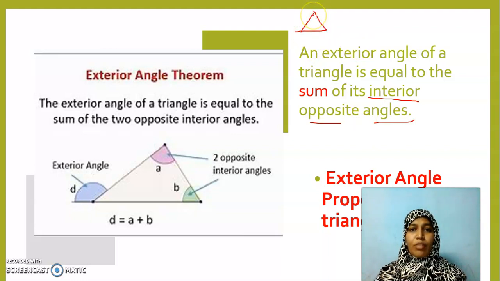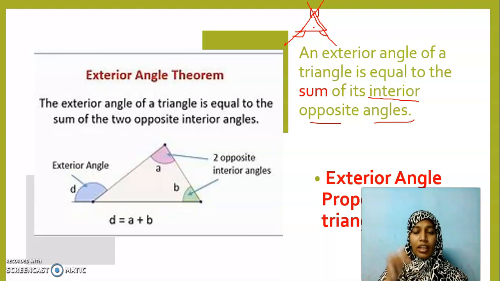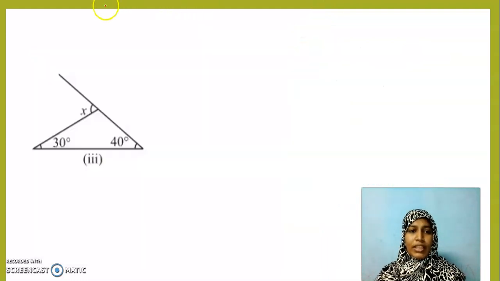Each and every side can be extended on both sides of this triangle. See, here I will get one exterior angle, here one exterior angle. Similarly, this side can also be extended on both sides. Here one exterior angle, here one exterior angle. So, totally 6 exterior angles will be there in a triangle. At a time, they will not ask you to find all. You should know how to locate its pair interior opposite angle. Shall we start doing a few examples?